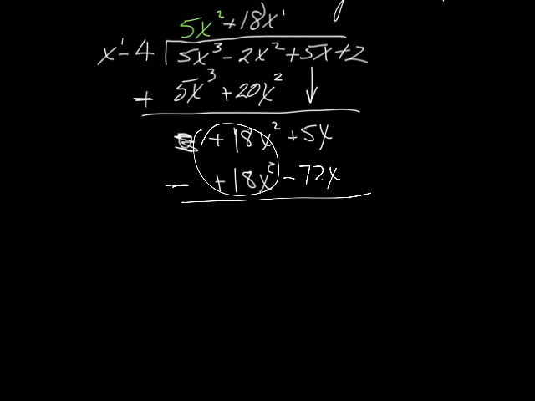These two will cancel. 5x minus negative 72. Change those both to plus because they're both plus. Two negatives give you a positive. Add those together and we get 77x. Now we bring down the 2. Alright, we're going to do this again.